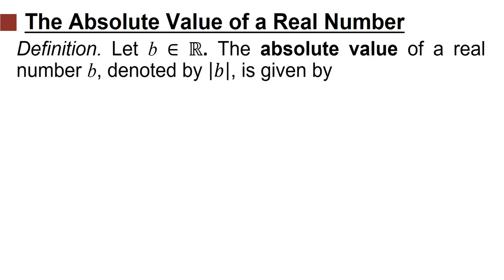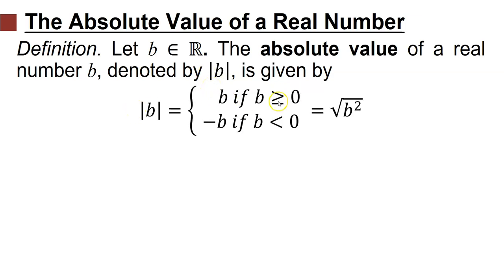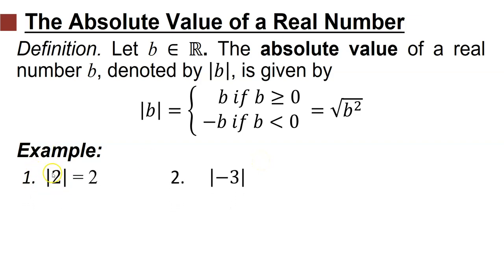So let's talk about the absolute value of a real number. The absolute value of a real number B is B if B is greater than or equal to 0, and negative B if B is less than 0. For example, we have the absolute value of 2, because it's greater than 0, then that's the same as 2. The absolute value of negative 3, because that's less than 0, then you come up with the negative of negative 3. So that should give us positive 3.